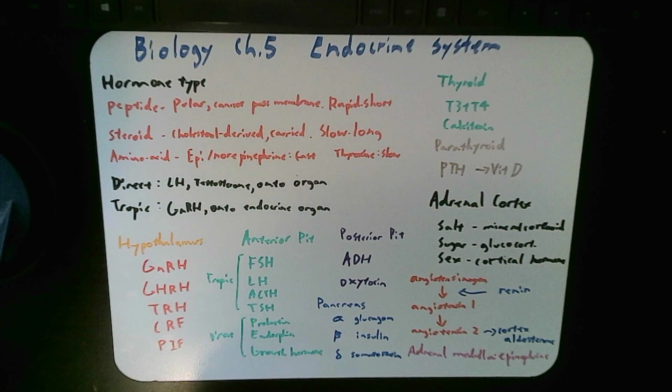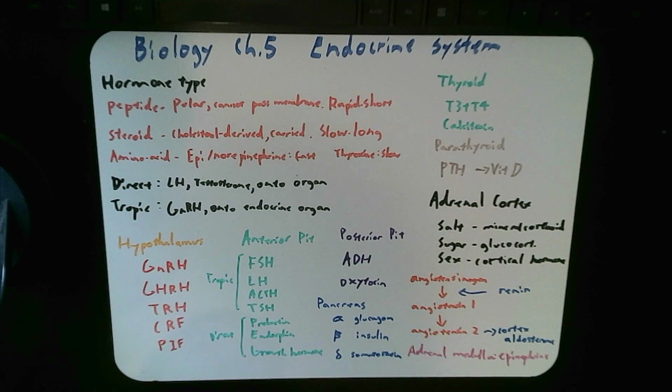We have the biology chapter 5, endocrine system. So the endocrine system is one of the more highly yielded biology chapters and sections, so you will definitely see 2 or 3 passages regarding some kind of hormonal action.